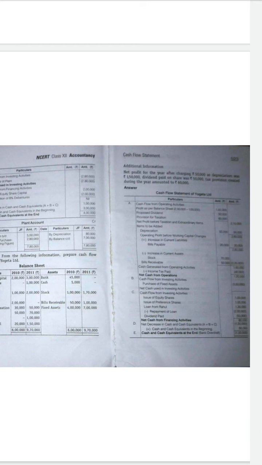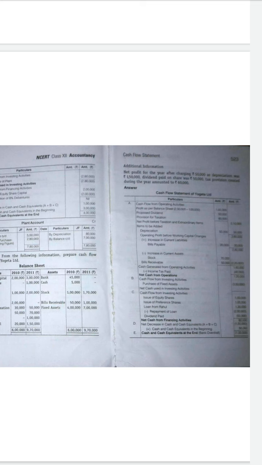Next one is as per the format. You have to see the format. As per the format, you have to see if there is any proposed dividend or provision for taxation. In this sum, in the additional information, the provision for taxation is included, and also the dividend amount. The dividend amount is 50,000 and the provision for taxation is 60,000. So the total amount is 2,10,000. It is the amount of net profit before tax and extraordinary items.